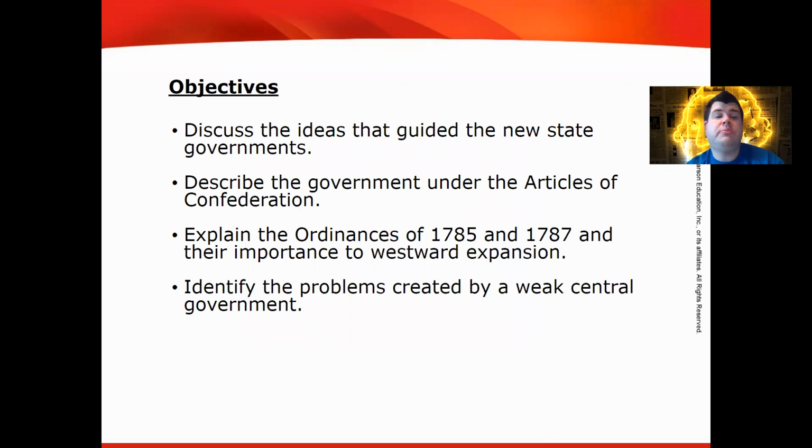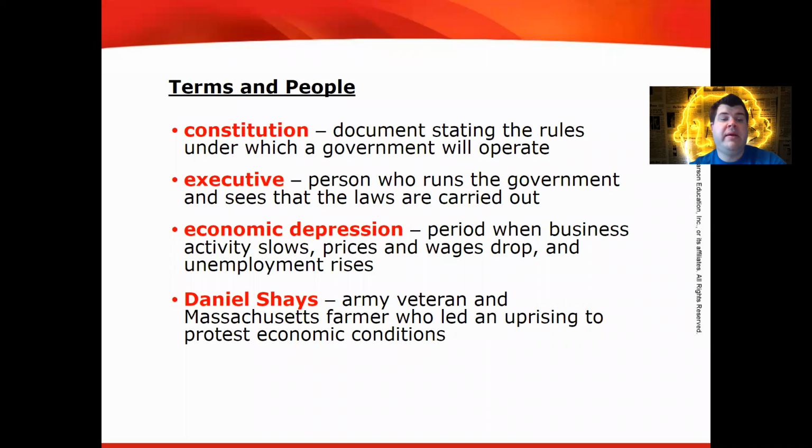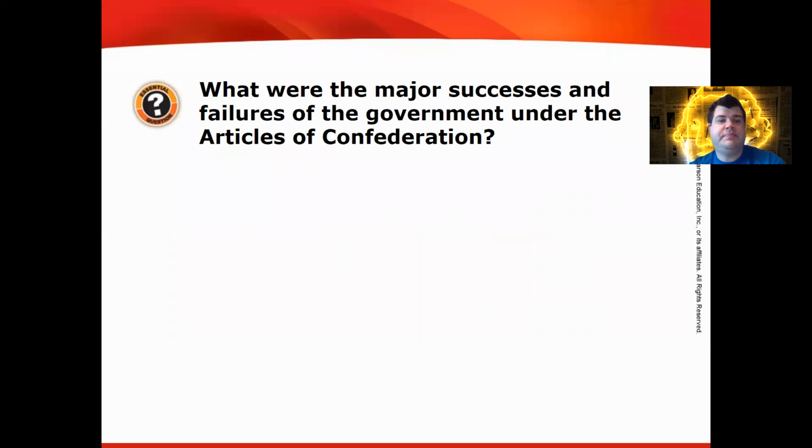But it's a start. So our objectives: we're going to discuss the ideas that guided the new state governments, describe the government under the Articles of Confederation, explain the ordinances of 1785 and 1787 and their importance to westward expansion, and identify the problems that were created by having this weak central government. Some of the terms that we'll use: constitution, executive, economic depression, and we'll talk about Daniel Shays.